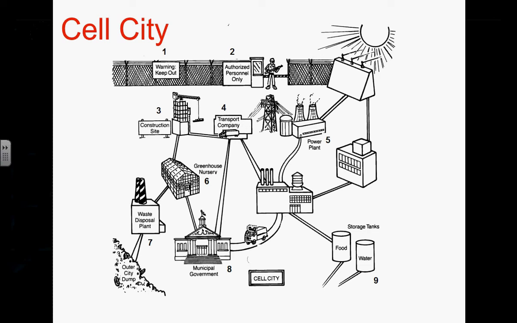How about number 8? The government building. Logan? Nucleolus? Yeah, that's the nucleus. It's the control center. It's what controls and determines what happens in this city. And finally, number 9, these tanks storing food and water. Gianna? Those are the vacuoles, correct. Vacuoles, which are areas for storage.